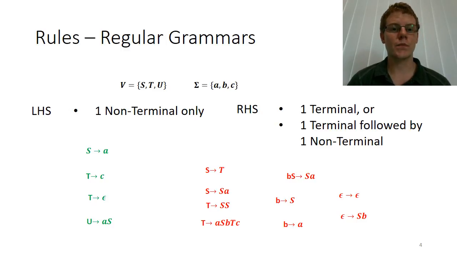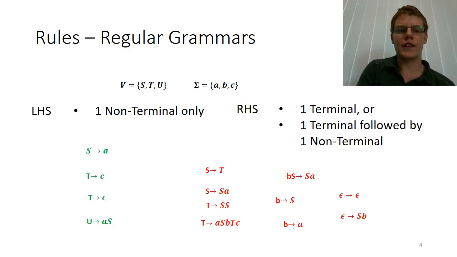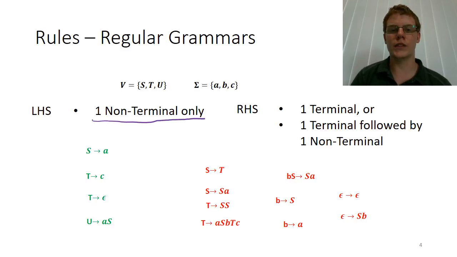The key difference between a context-free grammar and a regular grammar is in the rules. So let's go back and talk about regular grammars again. The rules said that we could have a left-hand side which could only be one element from V, the non-terminals, and that the right-hand side could be one of two forms. It could be either one terminal, including epsilon, or one terminal followed by one non-terminal.